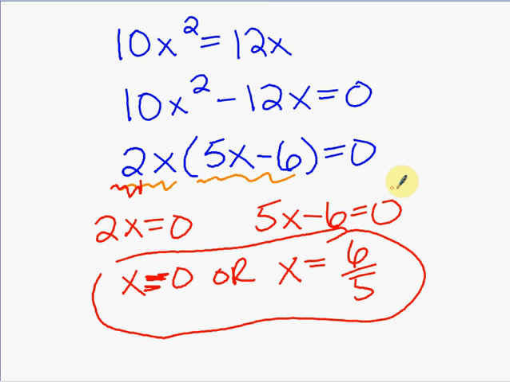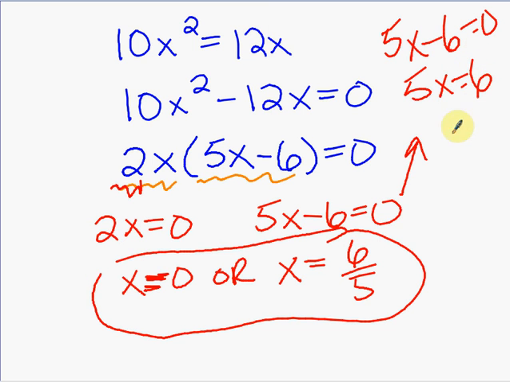And I'm going to show you this over here because I know some people are scratching their heads saying, where did he get that? So look, slow motion. Add 6, so we get 5x equals 6. Divide by 5, and that's where the 6 over 5 is coming from. Okay? So that's what I did right there. So those are my 2 answers, and we are done with the factoring method.